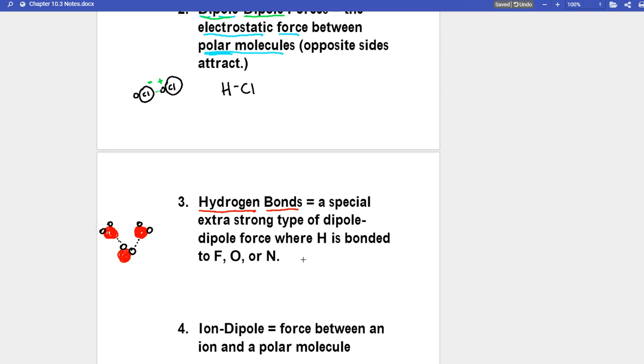They're a special, extra strong type of dipole-dipole force where H, those are my little Mickey Mouse ears, is bonded to, it can be bonded to F, fluorine, O, just like we have in water, or nitrogen as well. Okay, so the dotted lines that I drew here are hydrogen bonds. They're the bond between the partially positive hydrogens and the partially negative oxygens on neighboring water molecules.